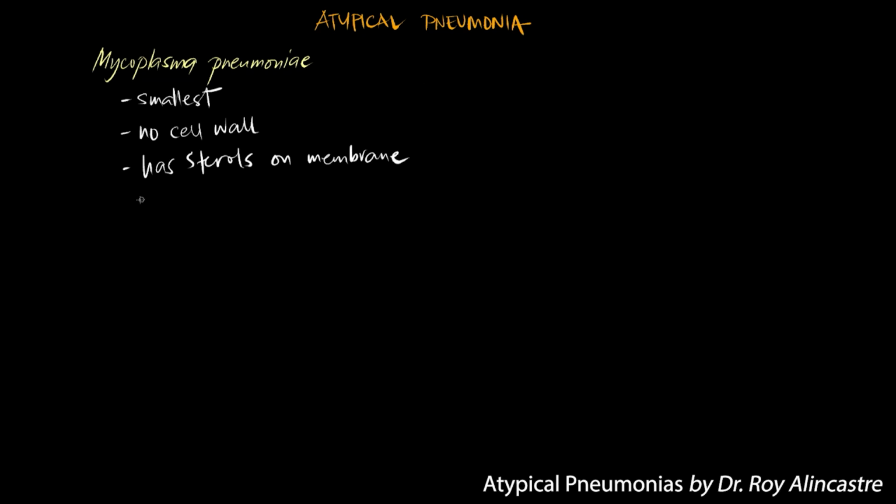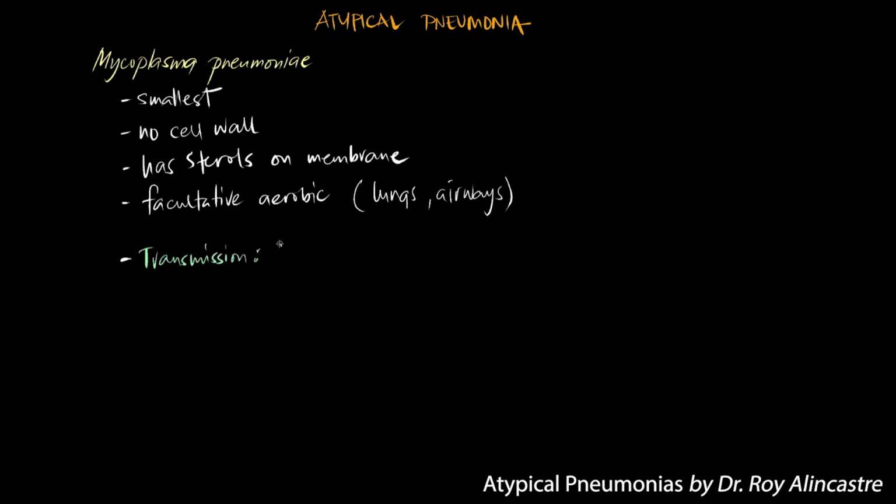Mycoplasma pneumoniae is a facultative aerobic organism, but it grows better in an aerobic environment. So that's why it prefers places with high oxygen flow, no? Like the lungs or the airways. Okay? So it is a prominent cause of atypical pneumonia, especially in persons 5 to 20 years old. It is transmitted from person to person by means of infected respiratory droplets.